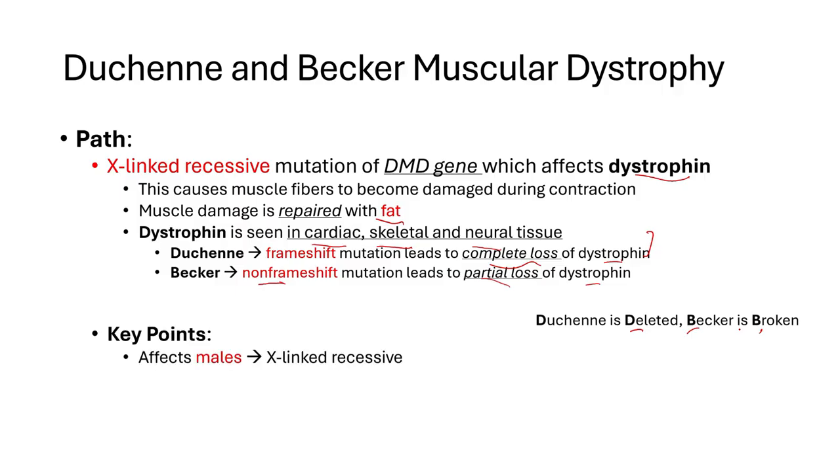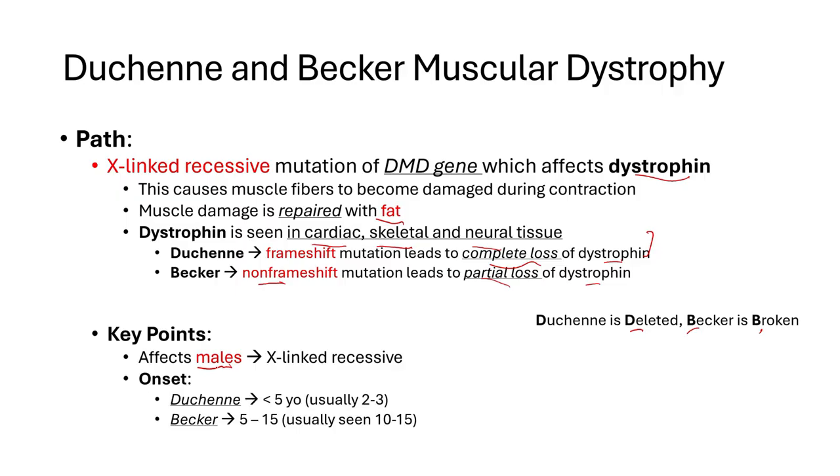The key points for these two is that because it is X-linked recessive, it classically only affects males. And on exam day, it'll typically be some sort of male child or male teen. The onset of symptoms is typically seen more aggressively in Duchenne's because of the complete loss of dystrophin. This will typically be an individual less than 5. Usually the peak age is between 2 to 3 years of age, where Becker's is between 5 to 15, or more commonly between 10 to 15, or in adolescence of some kind. And this is because of some partial retaining of dystrophin.